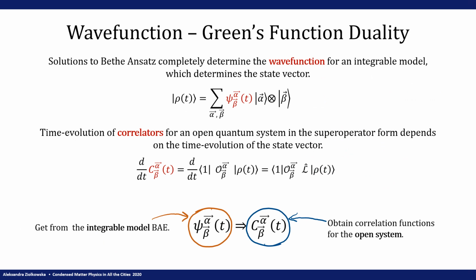Having obtained this information, we need to understand it in the context of an open quantum system. At the level of the integrable model, the Bethe roots determine the wave function, which in turn determines the state vector. Now, the dynamics of the state vector governs the behavior of the correlators in the equivalent open quantum system. The time evolution of a correlator depends explicitly on the Lindbladian action on the state vector. A simple calculation shows that the correlation function in the open system is completely determined by the eigenfunctions of the integrable Hamiltonian. In this way, we can use the integrability techniques to obtain exact analytic results for interacting dissipative systems.